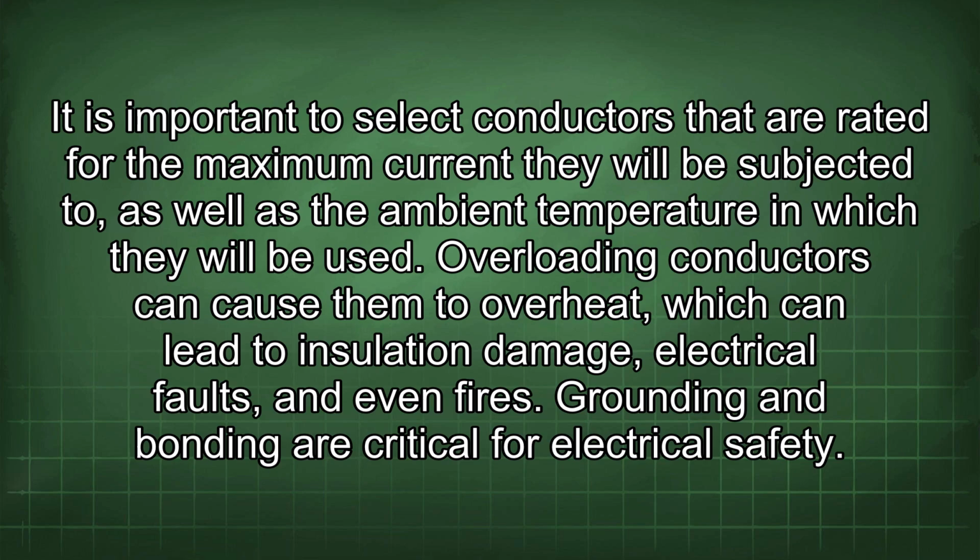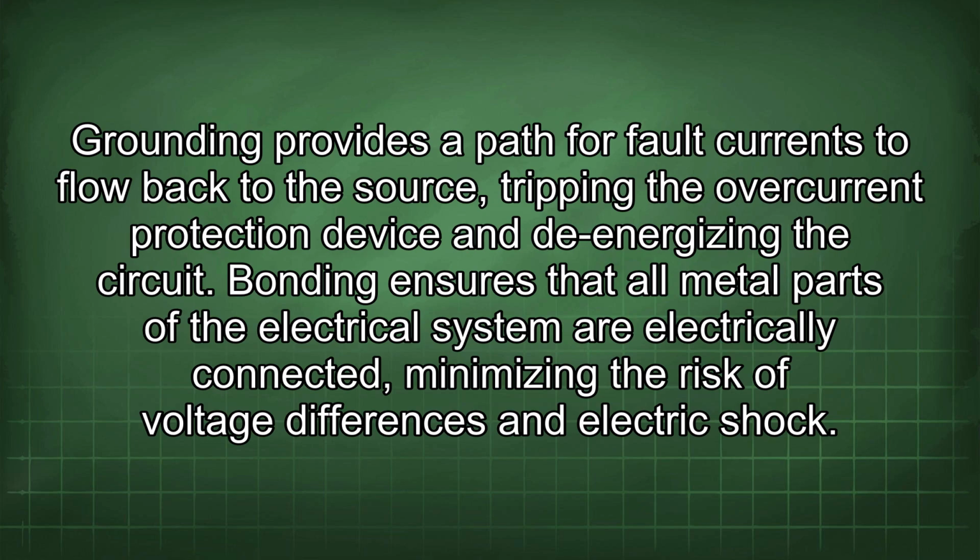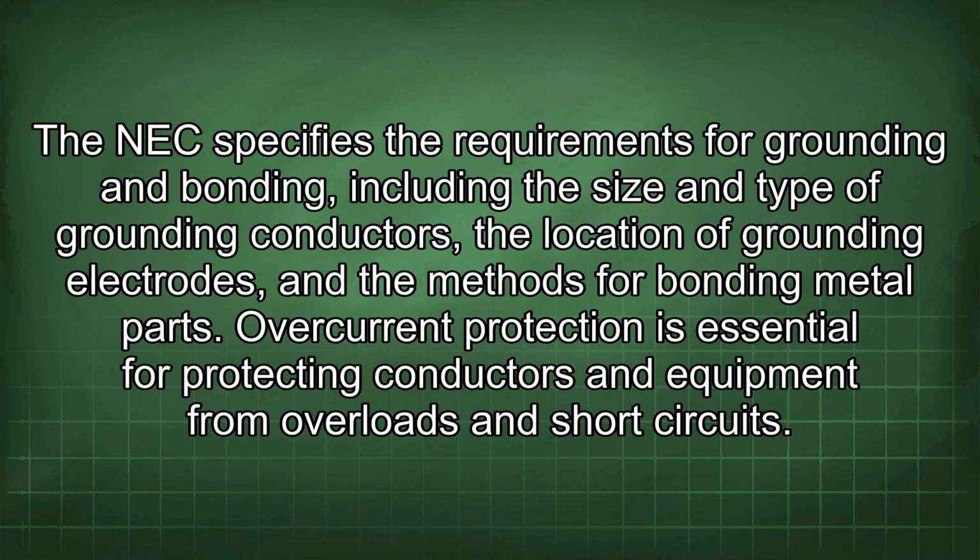Grounding and bonding are critical for electrical safety. Grounding provides a path for fault currents to flow back to the source, tripping the overcurrent protection device and de-energizing the circuit. Bonding ensures that all metal parts of the electrical system are electrically connected, minimizing the risk of voltage differences and electric shock. The NEC specifies the requirements for grounding and bonding, including the size and type of grounding conductors, the location of grounding electrodes, and the methods for bonding metal parts.